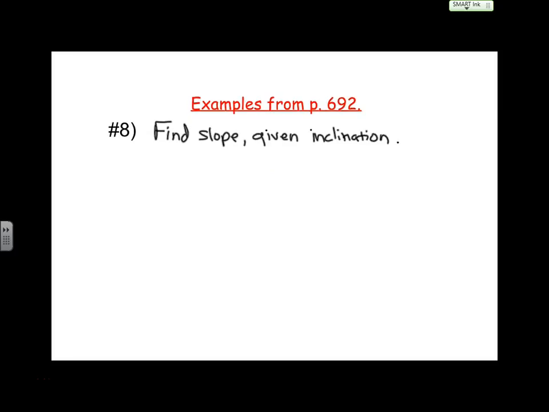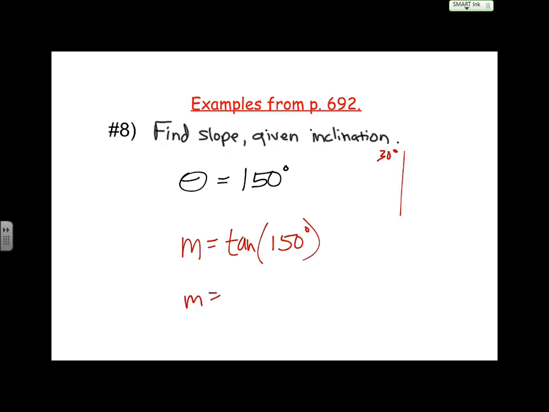What happens if they give us the inclination and they want us to find the slope? What if they say theta is equal to 150 degrees? Oh, well that's easy, right? This isn't bad. Because m is equal to tangent of theta, so we just plug in 150. Why would this be a non-calculator problem? Because we already know tangent of 150. Because remember, 30, 45, 60.